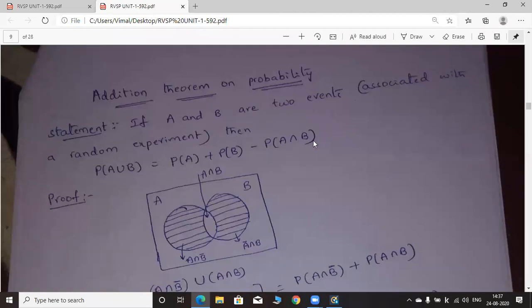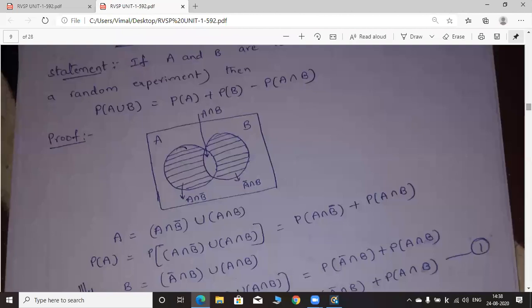Actually, this statement is present in the properties of probability. That is the sixth property, I think. So what is the addition theorem on probability? Statement: if A and B are two events associated with a random experiment, then P of A union B can be written as P of A plus P of B minus P of A intersection B. From the statement, we can understand clearly.